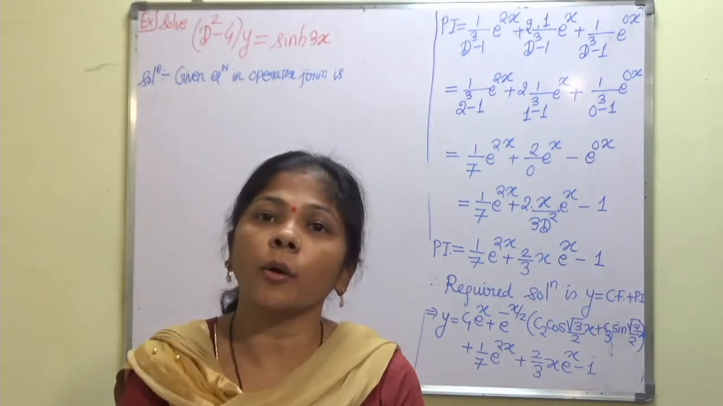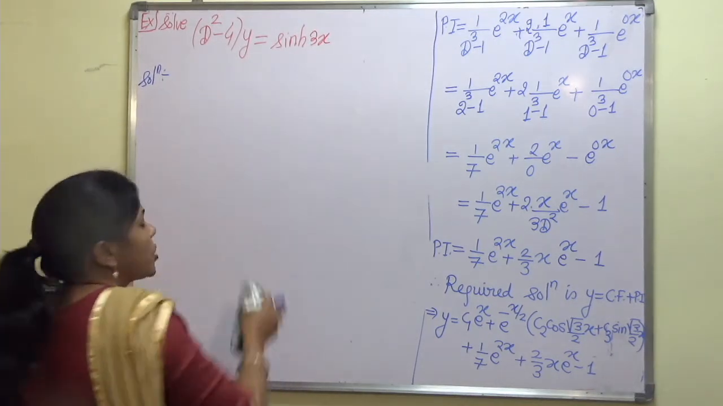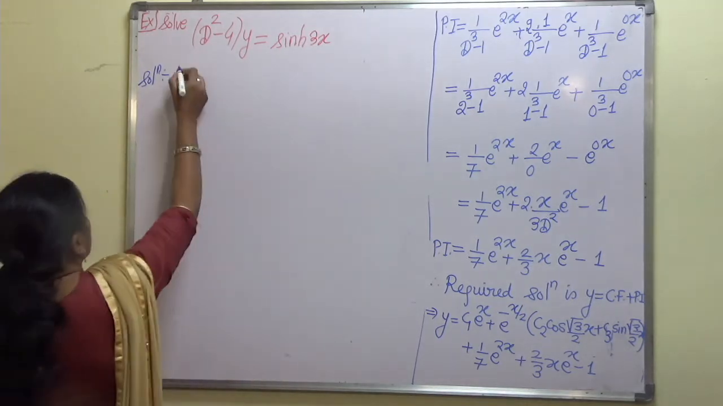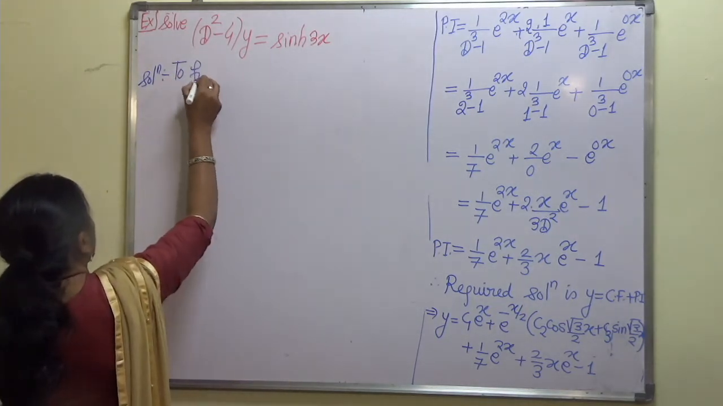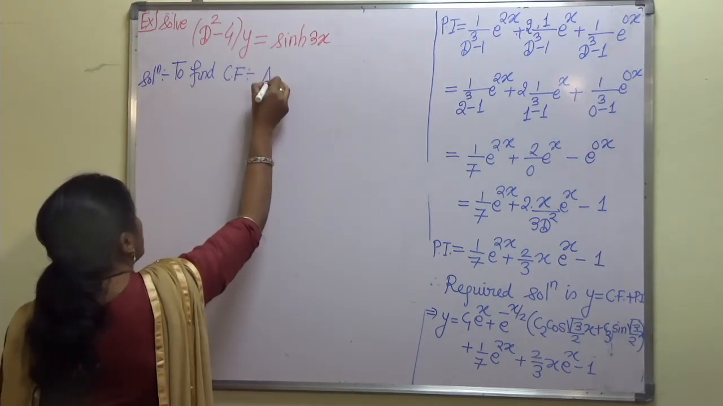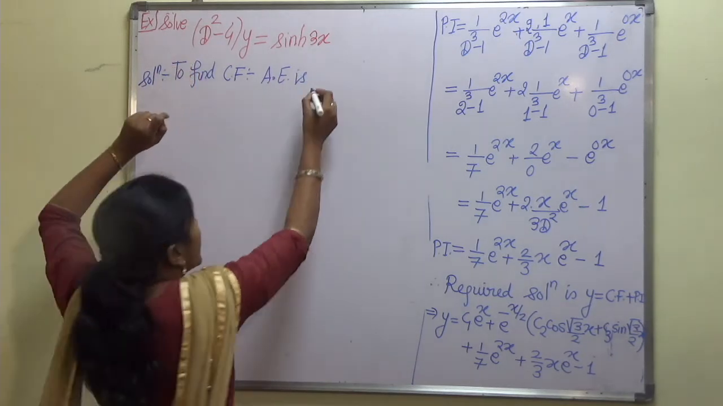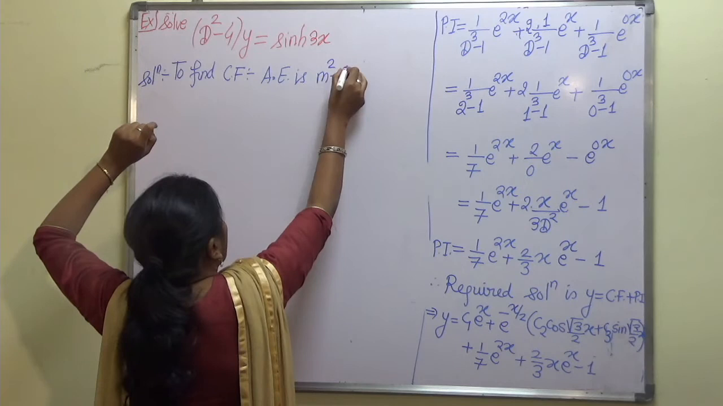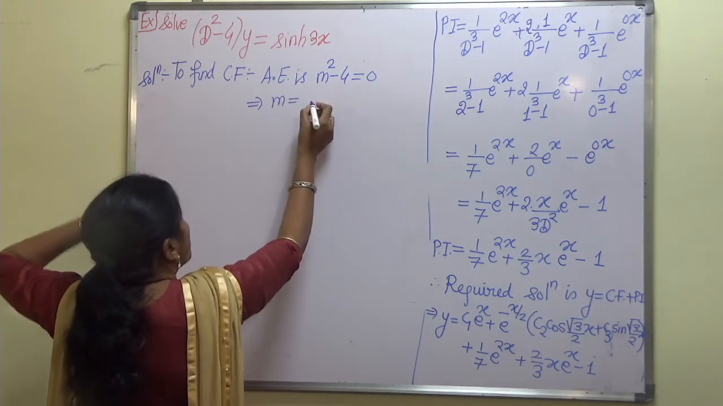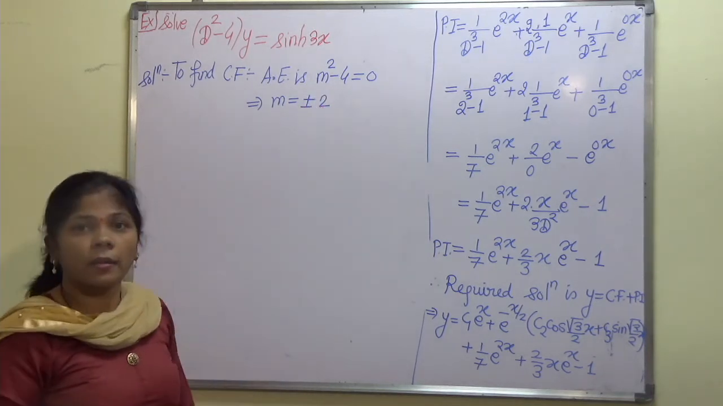So it is already in the operator form, so we'll start with the evaluation of complementary function, right? So let us compute complementary function. To find complementary function, the auxiliary equation is, what is the auxiliary equation? It is m square minus 4 equal to 0. So what will be m? m will be equal to plus minus 2. The roots are real and distinct.